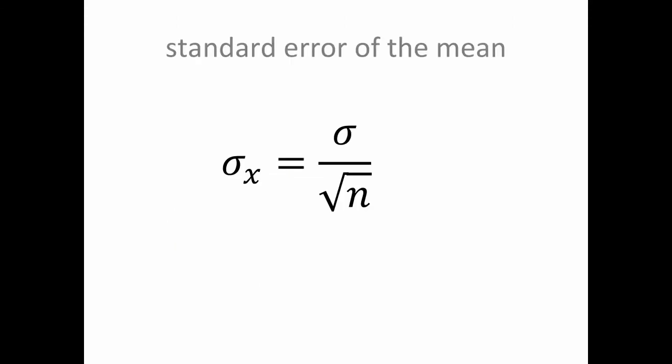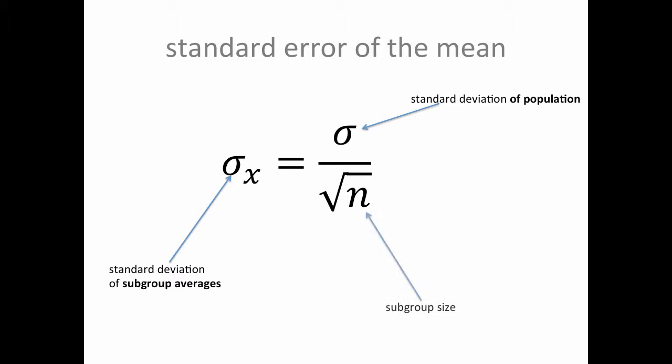There is a relationship between the standard deviation of the subgroup averages and the standard deviation of a population. That relationship is found in this formula here. This is the standard error of the mean. You've probably heard of it before in your statistics class. The formula for the standard error of the mean is the standard deviation of the subgroup averages, or sigma sub x, is equal to the standard deviation of the population divided by the square root of the subgroup size. This relationship connects the subgroup average standard deviation to the population standard deviation.